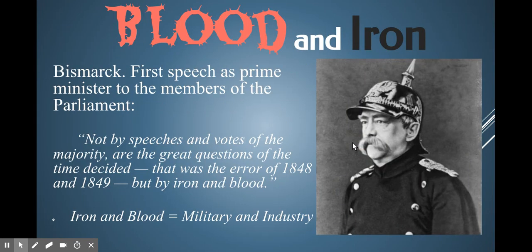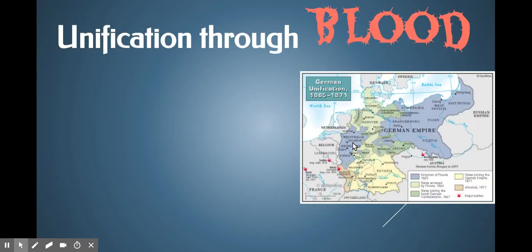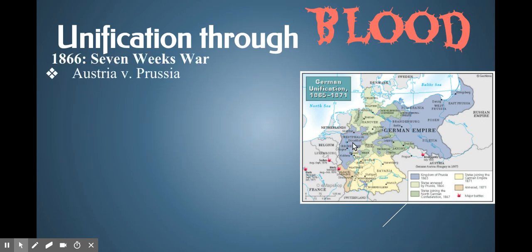So Bismarck makes a very famous speech called Blood and Iron. And he says, not by speeches and votes of majority are the great questions of time decided. That was the era of 1848 and 1849, but iron and blood. And so when he talks about iron and blood, he's really referring to the use of military and industry with which to unite Germany. And he actually is able to successfully do this through a series of wars.